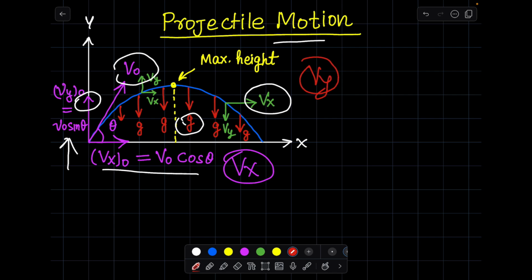This is where gravity comes into play. Gravity acts downward, causing a vertical acceleration, and because of this, vertical velocity changes over time. So I'm going to write the formula for both the horizontal velocity and the vertical velocity.